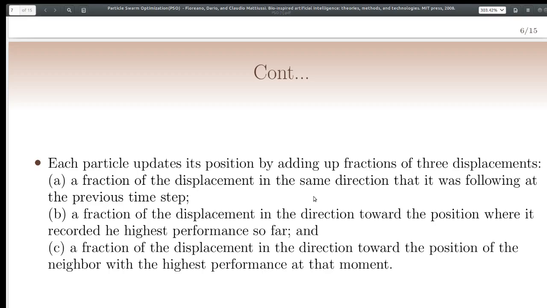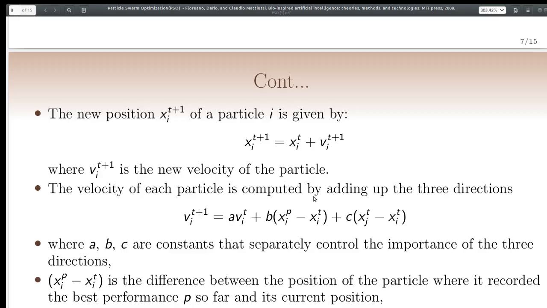Each particle updates its position in this way by adding fractions of 3 displacements. There are 3 parameters involved in finding the best position. First is the fraction of displacement in the same direction it follows. Second is the fraction of displacement in the direction toward the position where it records the highest performance so far, denoted as the local best position. The third is the fraction of displacement in the direction towards the position of the neighbor with the highest performance at that moment, that is the global best position.